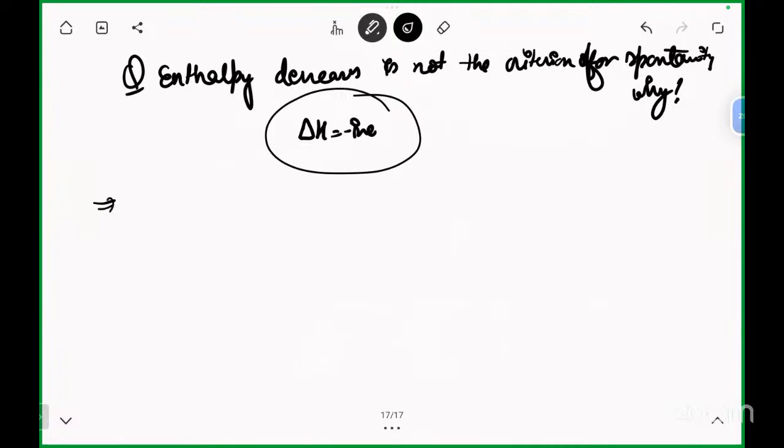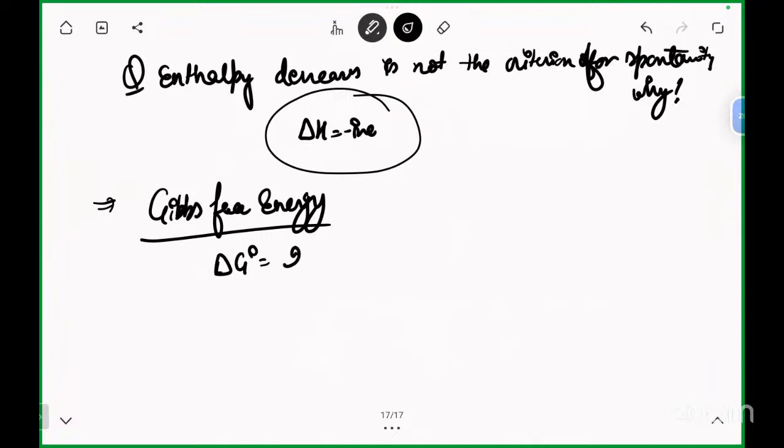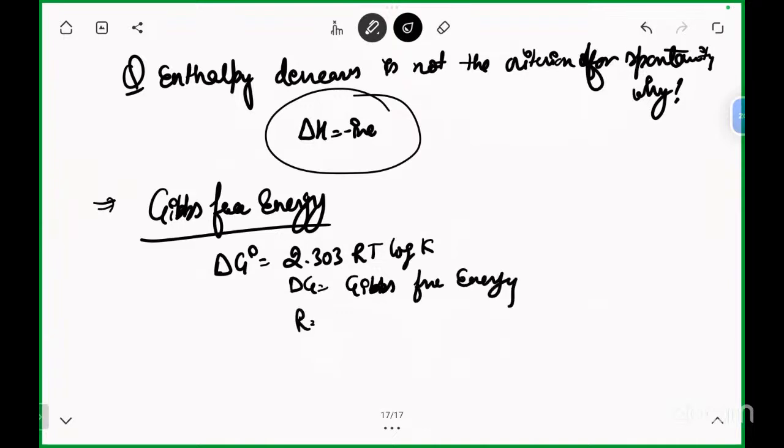One more relation, that is Gibbs free energy. This relation is also asked in the exams: delta G naught is equal to 2.303 RT log K. Here delta G is Gibbs free energy, R is again the gas constant, T is the temperature, and K is the equilibrium constant. This is important, so don't miss it.